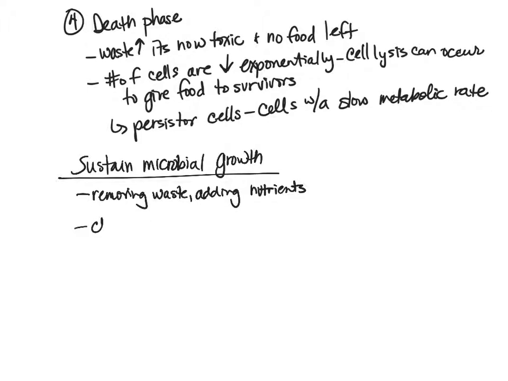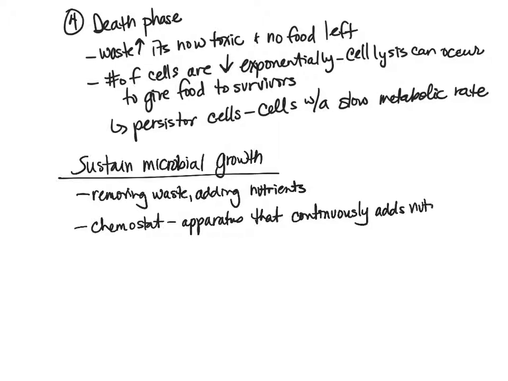So adding nutrients. And we can do that in a couple of ways. One example is using something called a chemostat. A chemostat is an apparatus that continuously adds nutrients and removes wastes.